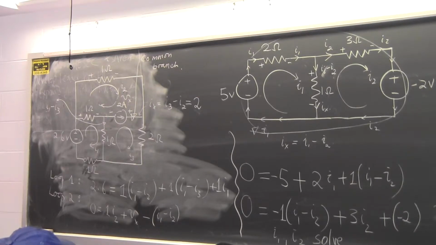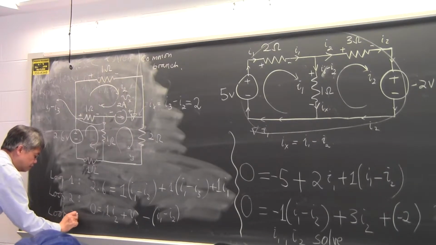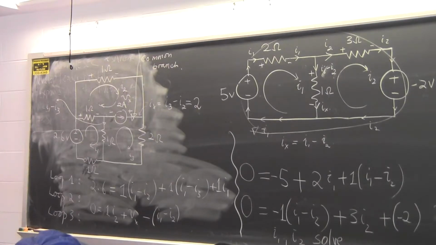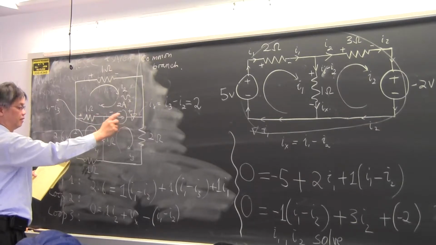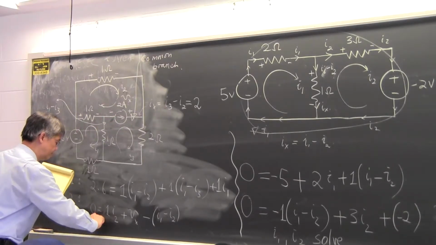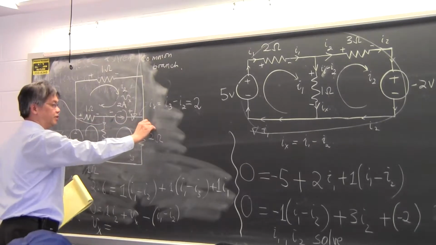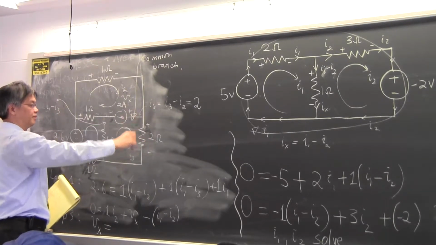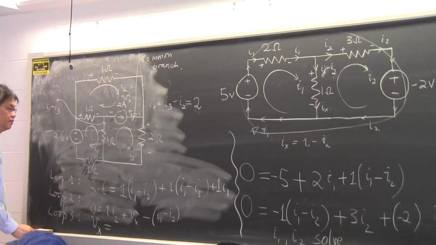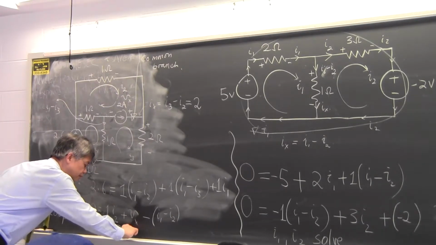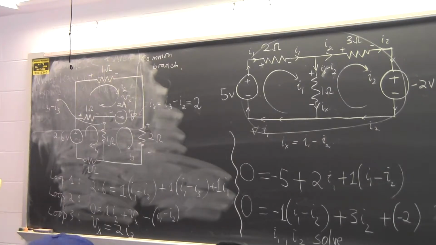Then you now walk around loop 3 and try to write another Kirchhoff voltage law. As I walk around in loop 3, I can start with this voltage rise going from here to here, and put that on the left-hand side. Vx must be equal to, this would be a voltage drop going from here to here. And what is the current that goes through here? It's I3, right? So it's 2I3.